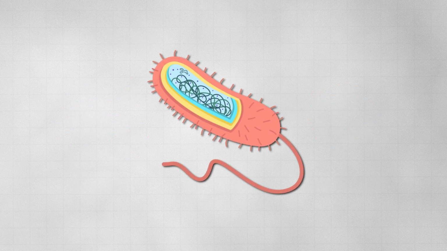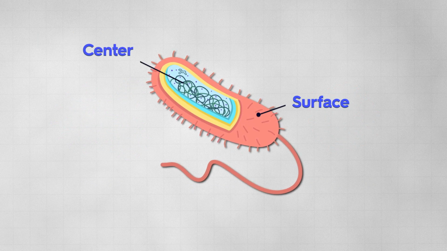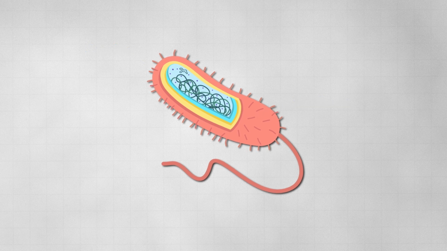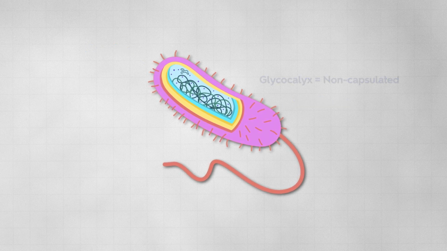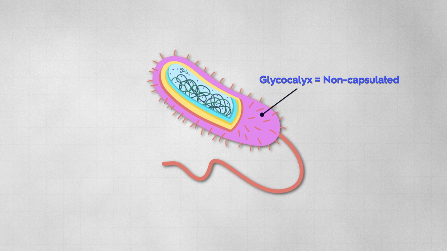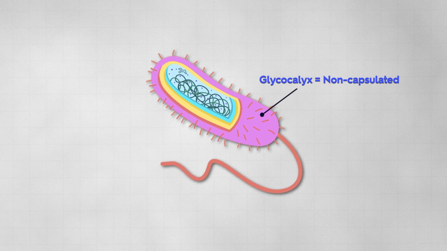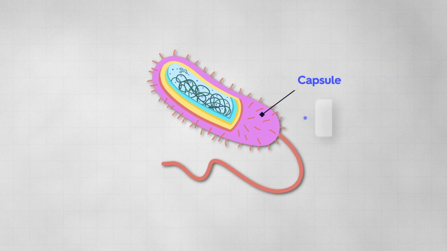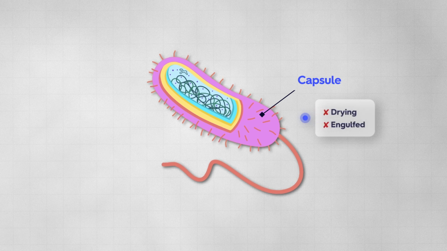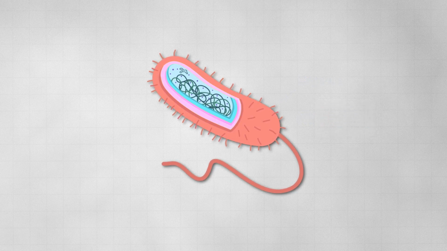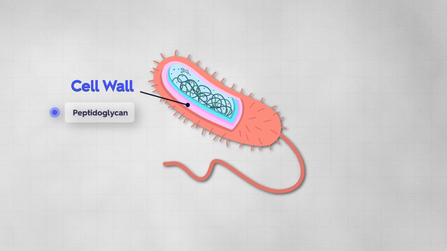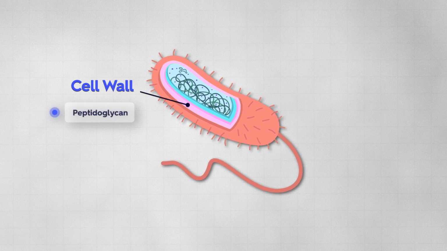Now, let's take a tour from the outside in, starting with the surface and working toward the center. First, some prokaryotes are surrounded by a sticky protective layer called the glycocalyx. When it's thick and well-defined, it's known as a capsule, which helps bacteria avoid drying out or being engulfed. Beneath it lies the cell wall, a rigid layer made of peptidoglycan that gives the cell its shape.